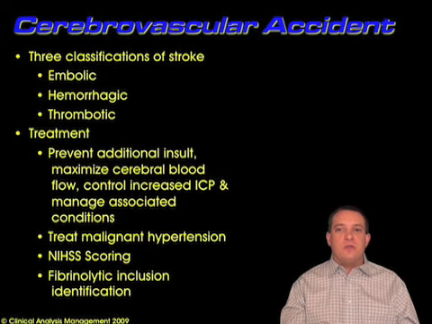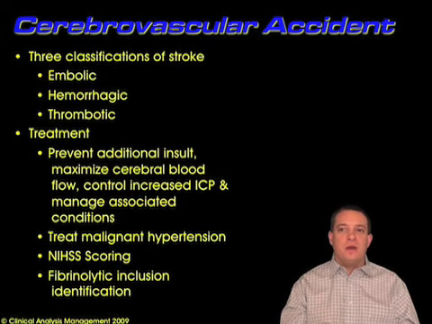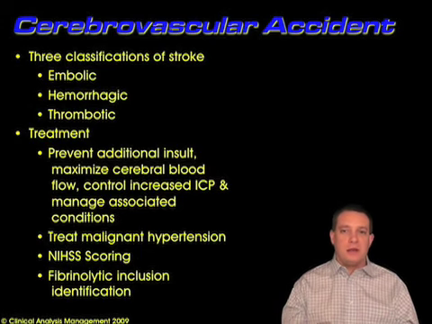Now, regardless of whether the stroke is embolic, hemorrhagic, or thrombotic, the big things we want to do, we want to make sure that we prevent additional insult. We want to make sure that we maximize cerebral blood flow. We want to control increases in ICP, and we want to manage the associated conditions, making sure we protect their airway, making sure we protect their hemodynamic status, all that good stuff.